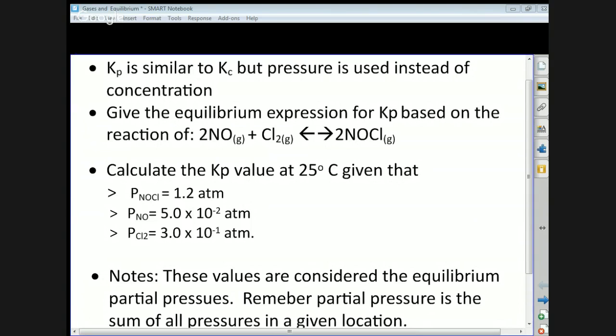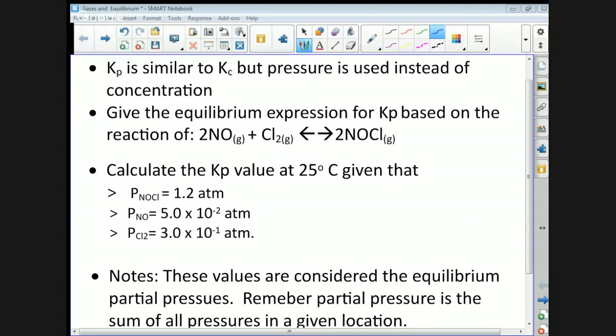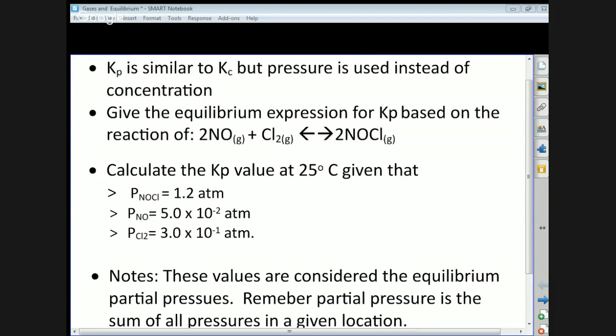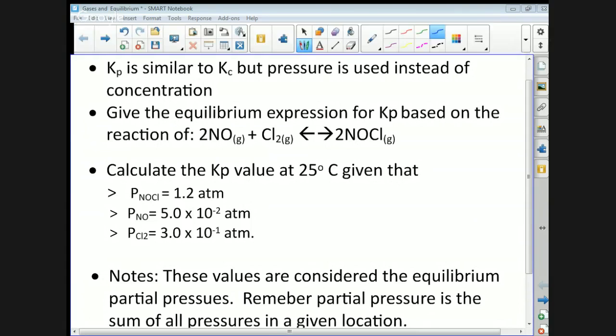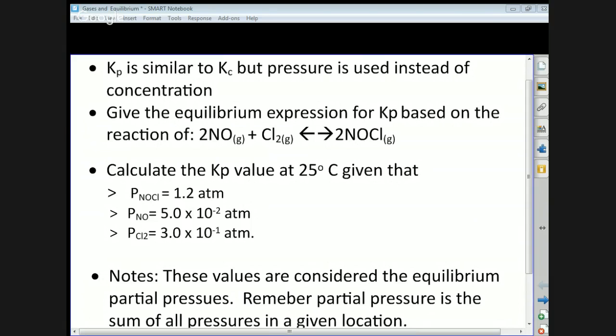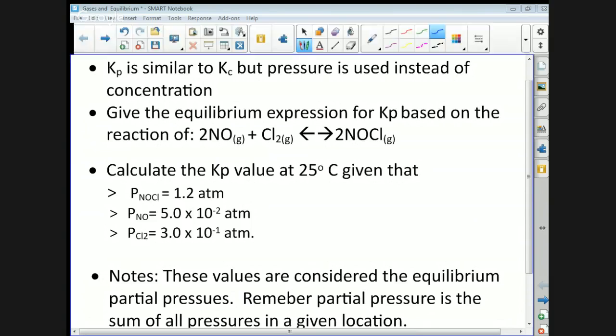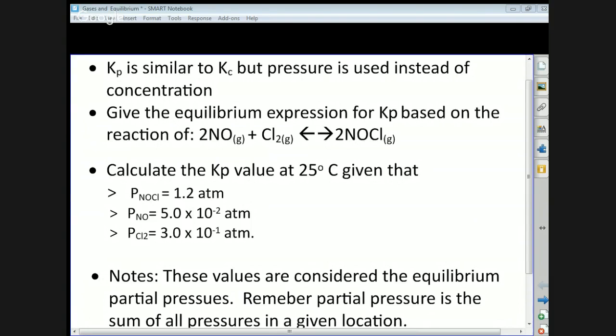Then I could use my values. Let's say I told you that these were the values at equilibrium, then I can plug them into the KP equation to solve for it. So let's do that now, and you guys try it along with me. So 1.2 atm squared over 5 times 10 to the negative second atm, squared, and 3 times 10 to the negative first atm, not squared.